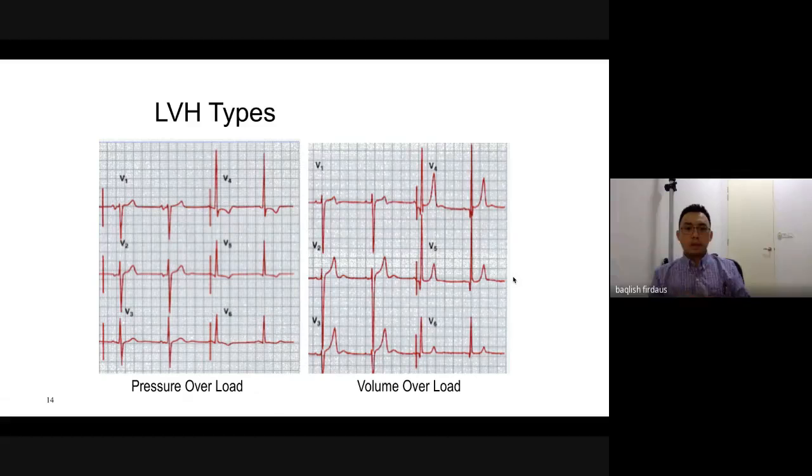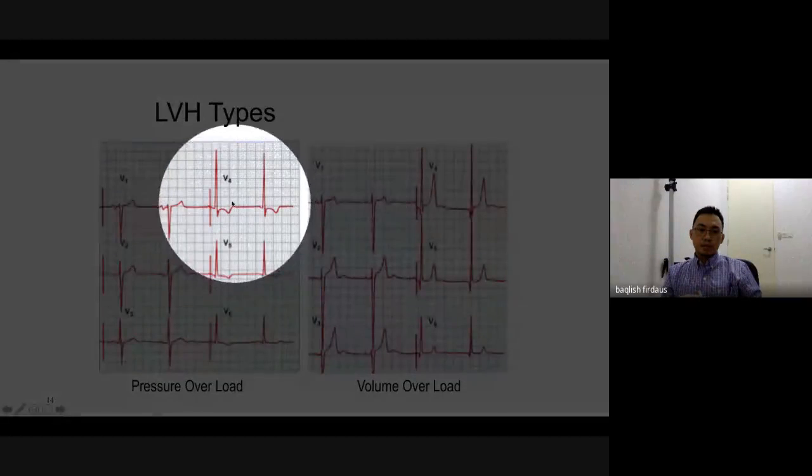There are two types of left ventricular hypertrophy: the pressure overload type and also the volume overload type. In pressure overload type, there will be ST depression.